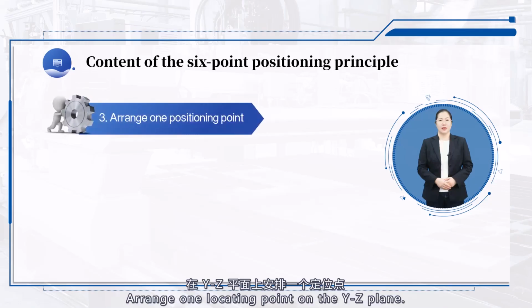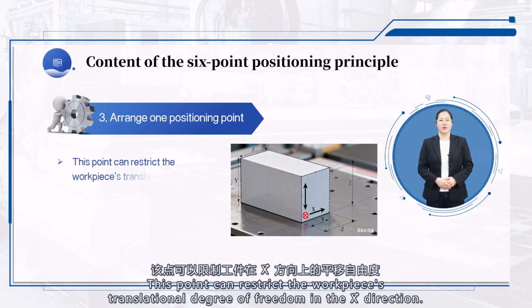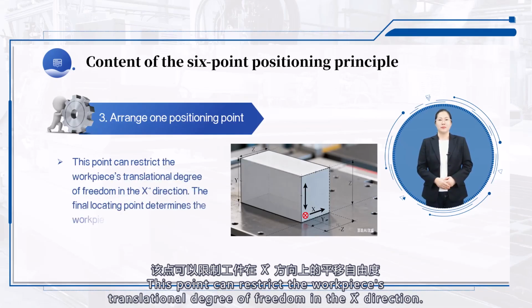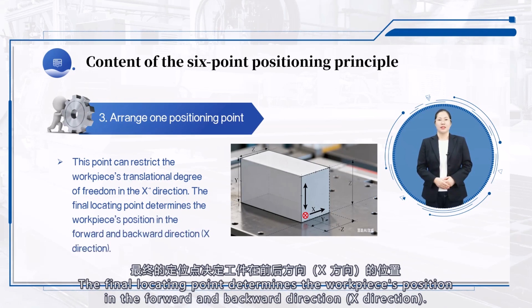Arrange 1 locating point on the yz plane. This point can restrict the workpiece's translational degree of freedom in the x direction. The final locating point determines the workpiece position in the forward and backward direction, the x direction.